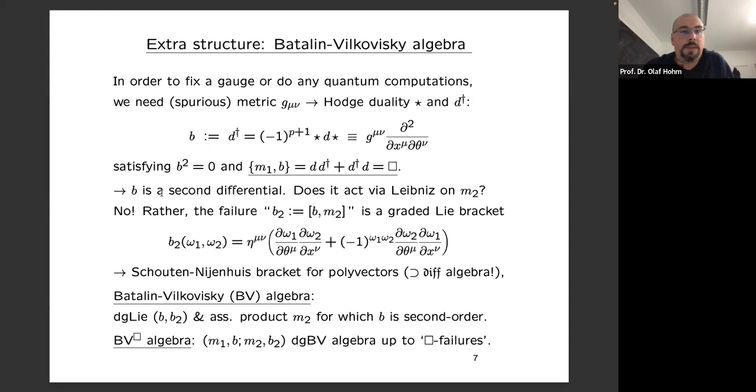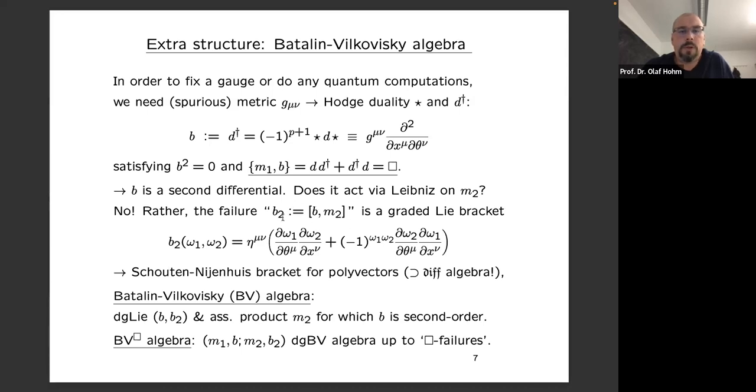Okay, so we said that B is the second differential. Now you can ask, if it's a differential, does it act via the Leibniz rule on the product that we have, which I called M2 before? And it's just the wedge product of forms. And the answer is no, it does not act via the Leibniz rule. Rather, its failure to do so is an interesting structure in itself.